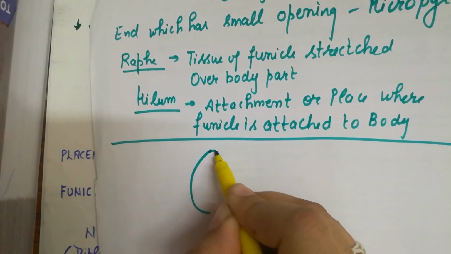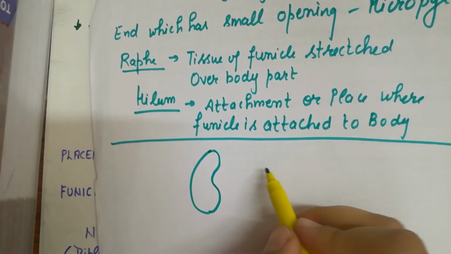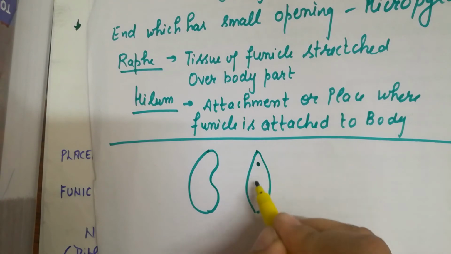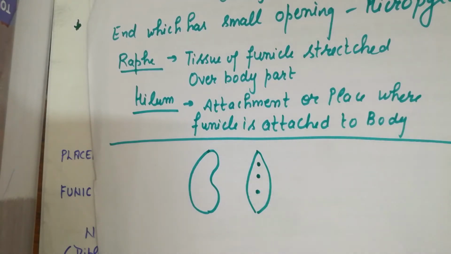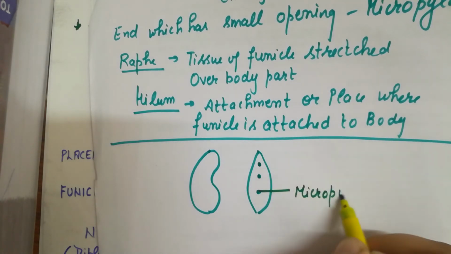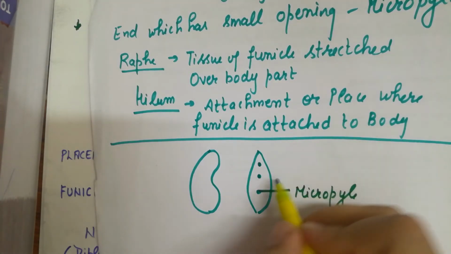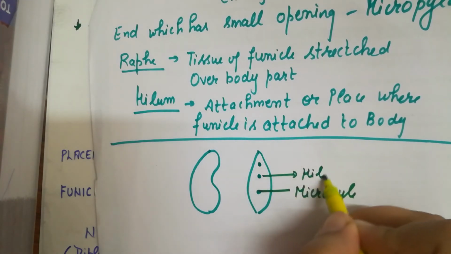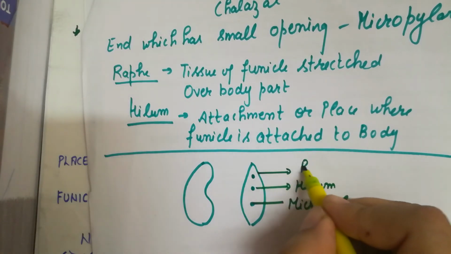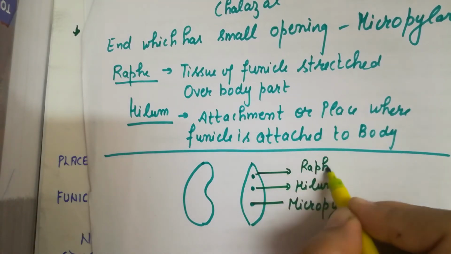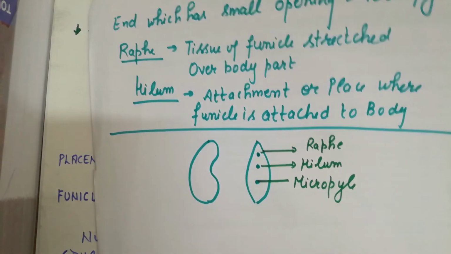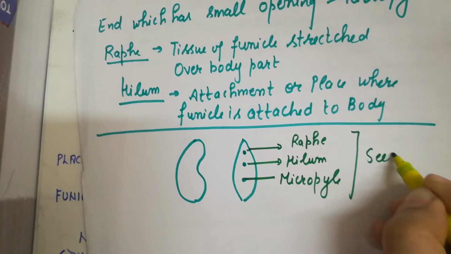Now, this whole structure of the ovule is going to transform into a seed. If we draw the structure of a bean, what does it usually look like? It has 3 scars on it. The first scar is known as the micropyle, the ending portion. The second is the hilum, where the funicle is attached. And third, the stretched part over the body is known as raphe. So these 3 scars are visible in the seed.